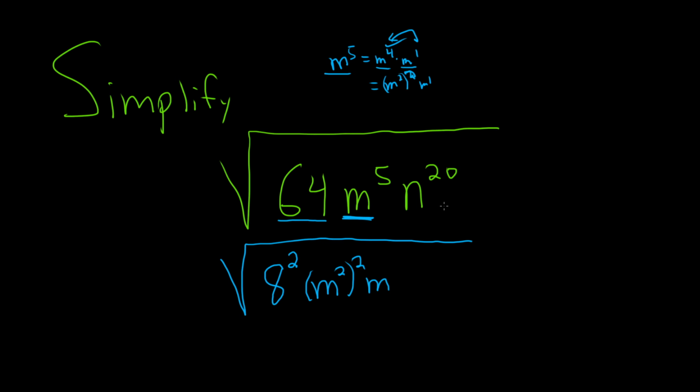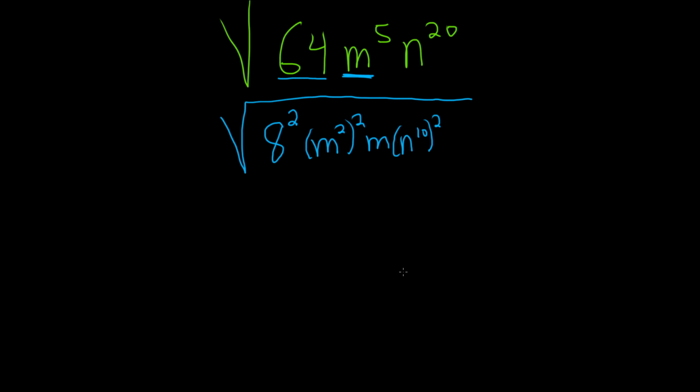So it's all good. How about n to the 20th? Well, 2 times 10 is 20. So we can write this as n to the 10th power, and then the whole thing squared. So that's the goal, is to write everything as something squared. Now, it wasn't possible with the m, but that's okay. That's going to end up staying there.